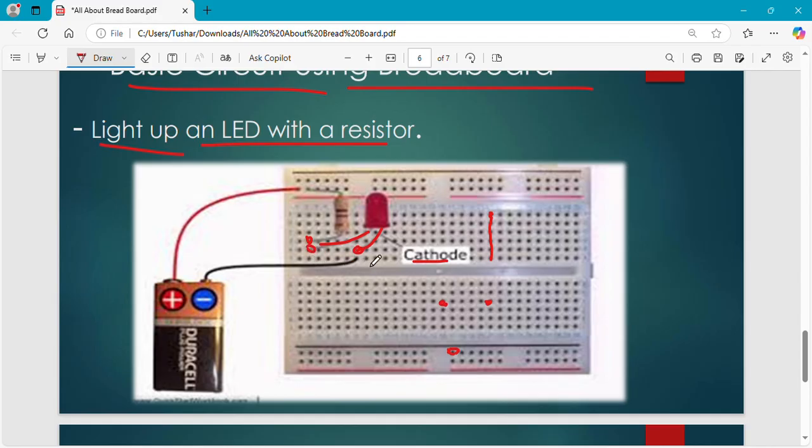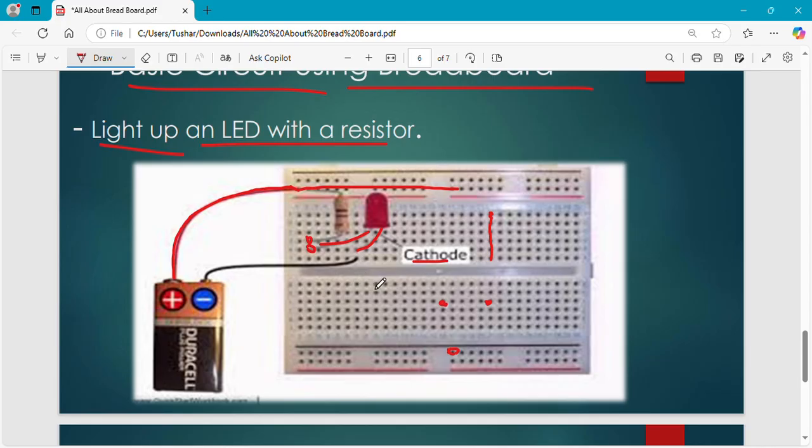Now I have connected the cathode pin, the negative pin, here. Now if we talk about the battery, the positive side, the red side, I have connected it to the resistor's second terminal here, in this line. And the battery negative to the cathode pin. As we are already aware, we connect positive to positive and negative to negative.